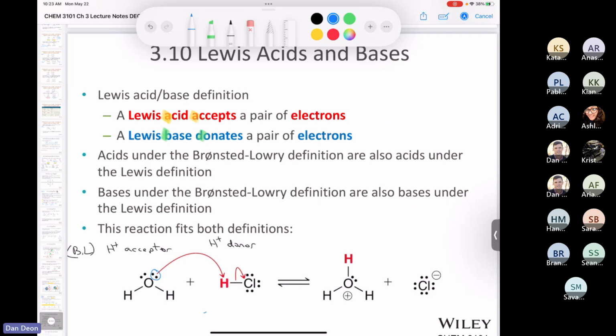So the acid is an electron acceptor, right? And you can see that the base is donating that pair of electrons. So the base is the electron donor. All right, there you go. So base, electron pair donor, acid, electron pair acceptor. All righty, there we go.